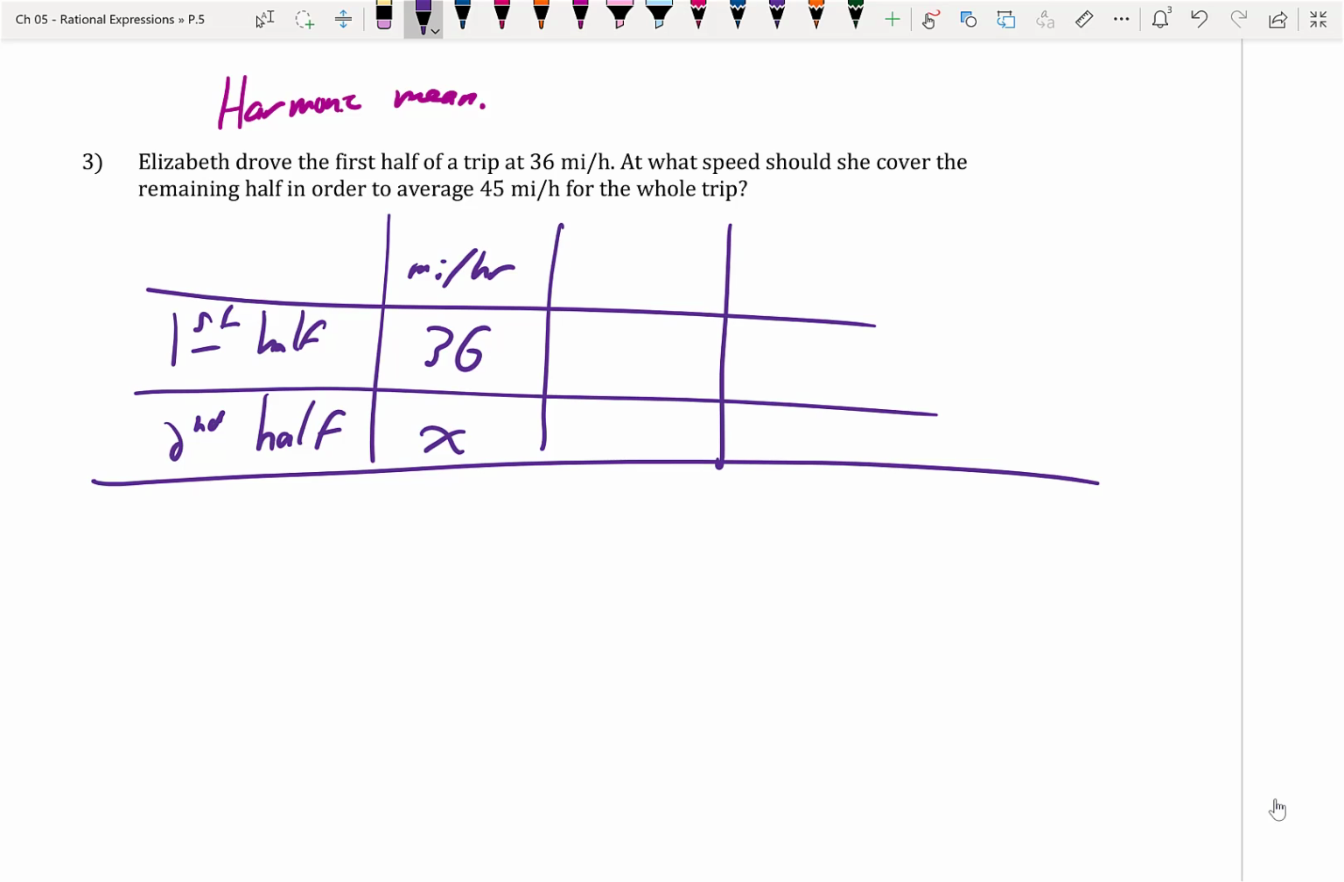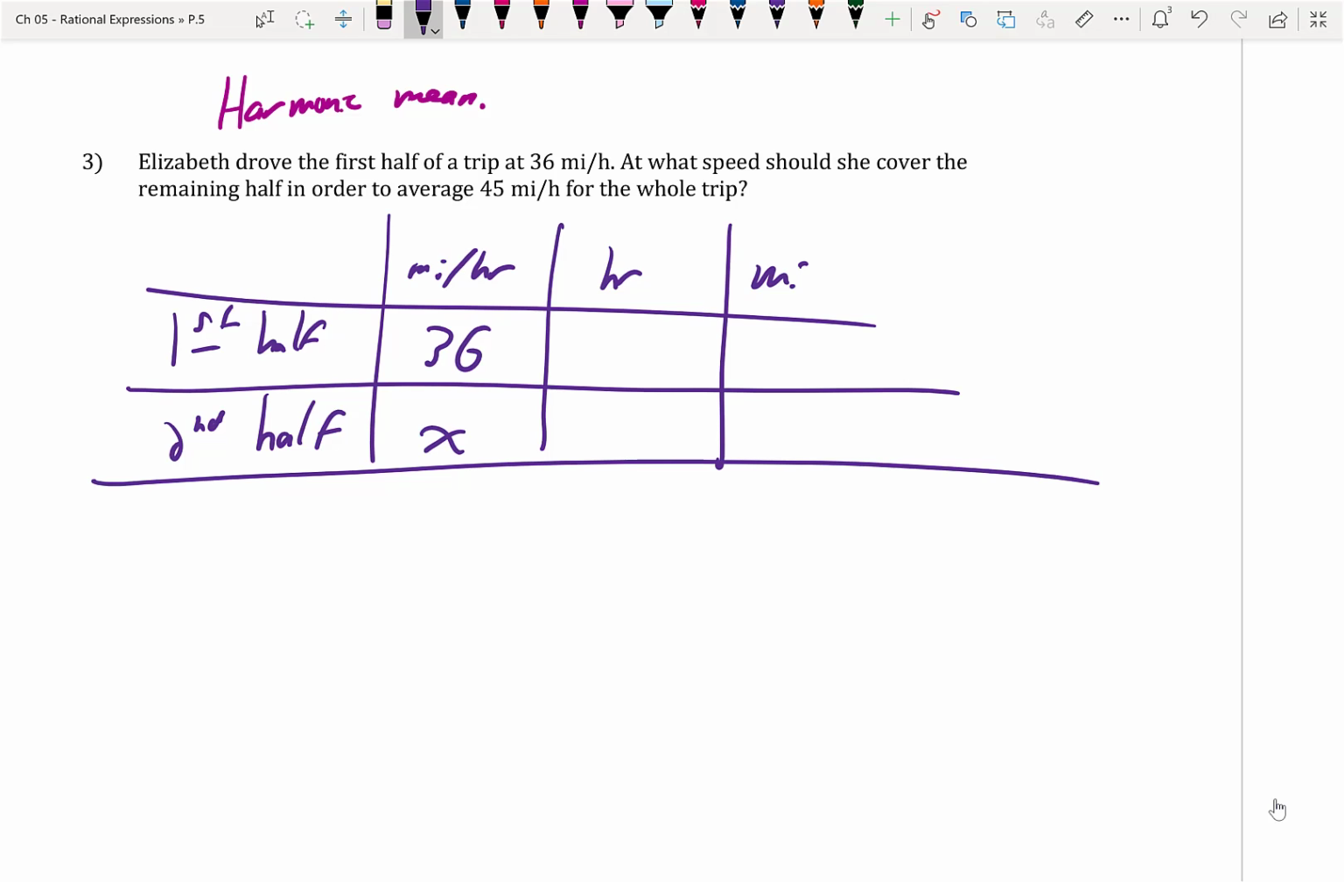Now, here's the key thing about this. We have hours and we have miles. The weird thing about this is that it's not going to matter at all how long the trip is. The answer will actually be exactly the same, whether we're going 100 miles or 5 miles or 1 mile. It won't matter.